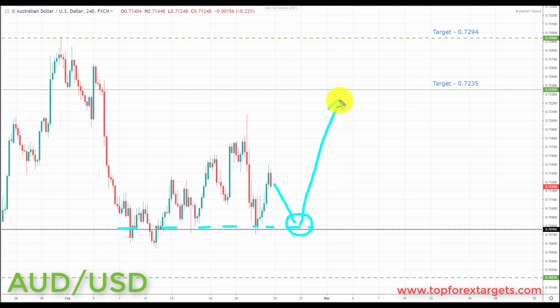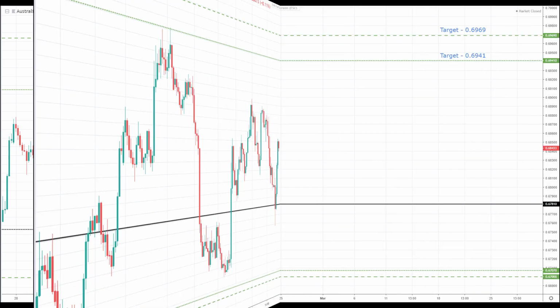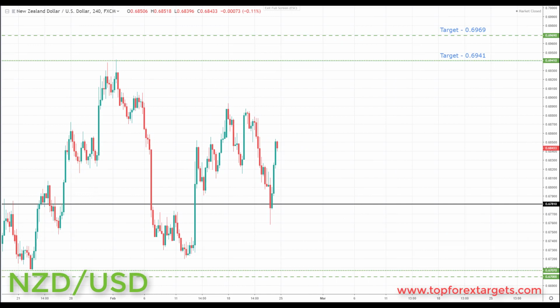0.7235. And if we can get a break through here, we're going to be looking up towards the next key area of resistance to the upside and target 2, which is a more important key area of resistance up here, has the ability to reverse the market at the 0.7294.